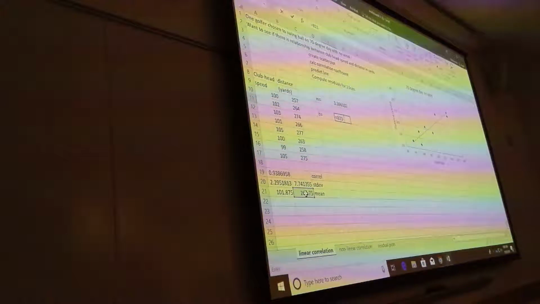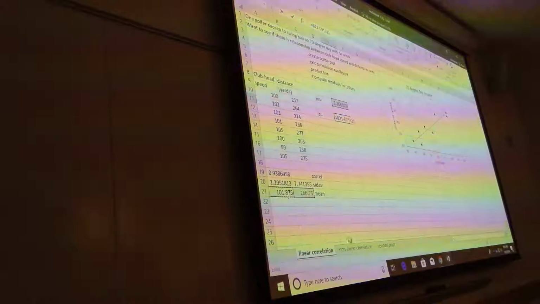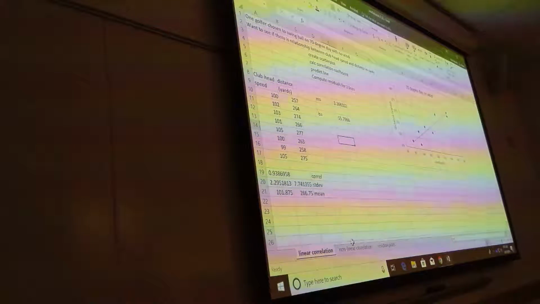Minus 3.166, the slope times, that we just found, okay? So if you get the slope wrong, you're gonna get this part wrong as well. Times 101.875, that's your x bar, okay? All right, so Jose, I found the m and the b.